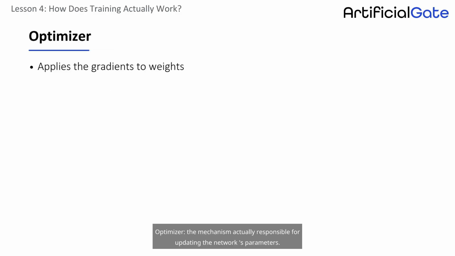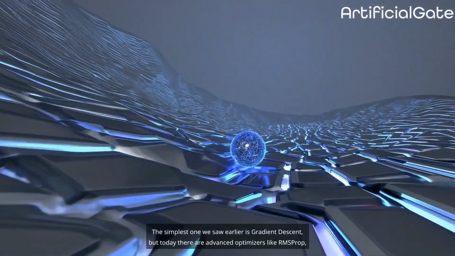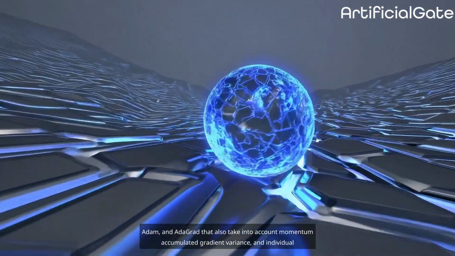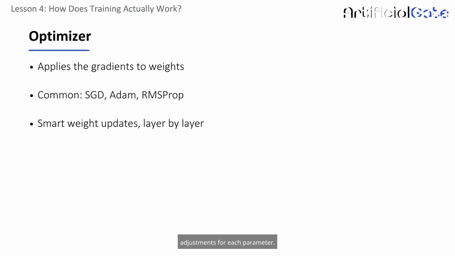The optimizer is the mechanism actually responsible for updating the network's parameters. It receives the gradients calculated during backpropagation, combines them with the learning rate and sometimes with historical information, and performs an adjusted update to the parameters. The simplest one we saw earlier is gradient descent, but today there are advanced optimizers like RMSProp, ADAM, and AdaGrad that also take into account momentum, accumulated gradient variance, and individual adjustments for each parameter. We'll look at advanced optimizers later on.